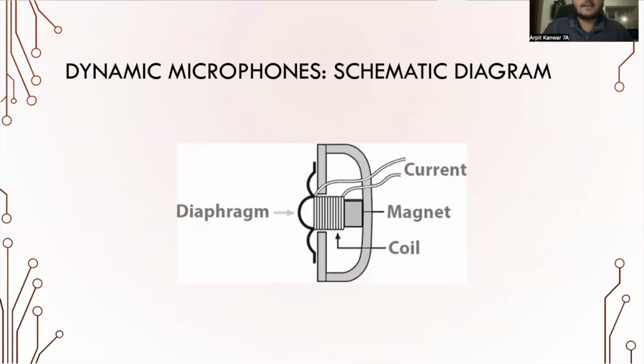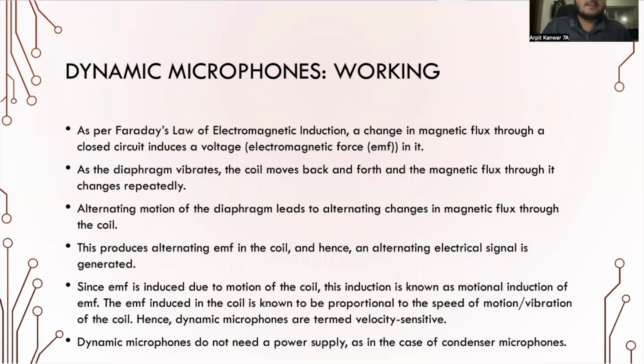This is the schematic diagram of a dynamic microphone. When the sound waves hit the diaphragm, the moving coil moves back and forth due to changes in air pressure and vibration of diaphragm. This leads to change in magnetic flux passing through the coil. As per Faraday's law of electromagnetic induction, a change in magnetic flux through a closed circuit induces a voltage or electromagnetic force, also termed EMF for short, in it.